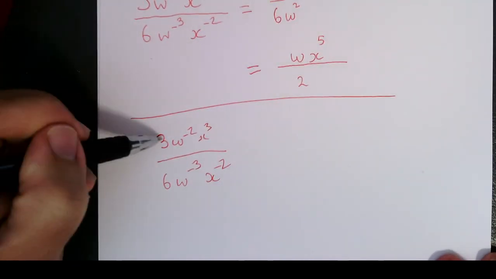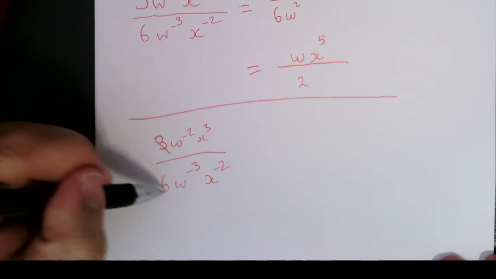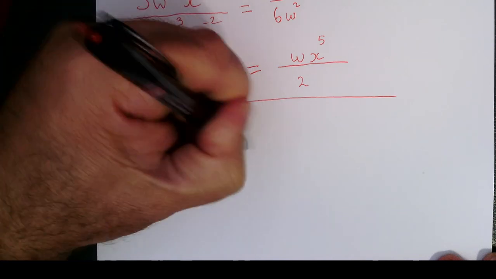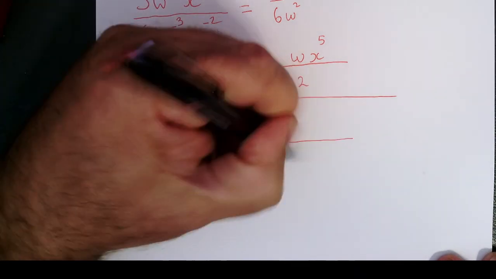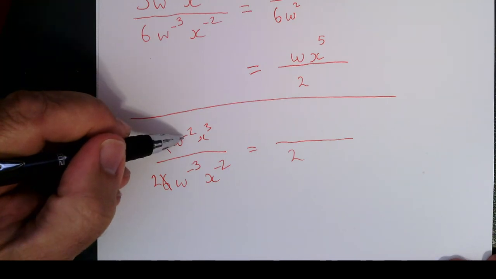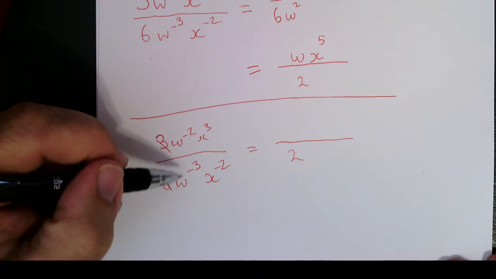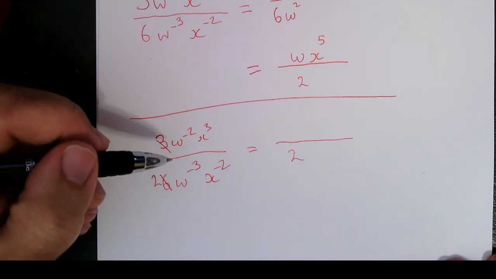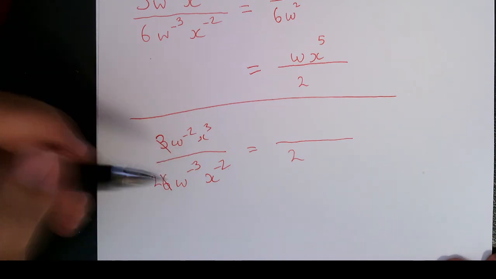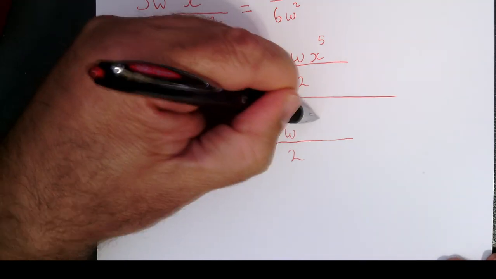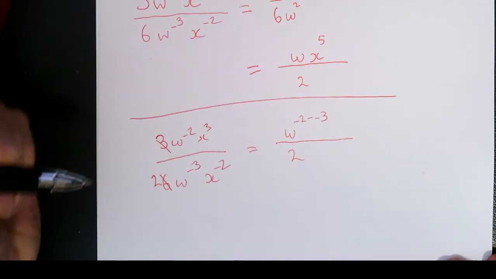So 3 over 6, well, they just cancel to give me 1 over 2. So I'm just going to get a 2 on the bottom. Now look at this. I've got w to the power of negative 2 divided by w to the power of negative 3. Well, the rule says that when I'm dividing, I minus powers. So it's going to be w to the power of negative 2 minus negative 3.